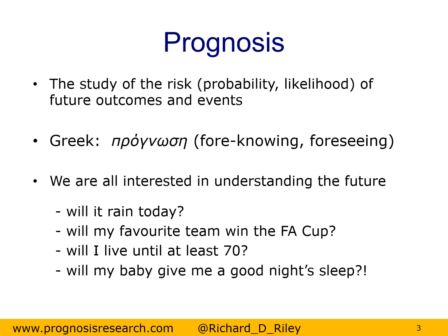So, prognosis is from the Greek foreknowing, foreseeing. It's the study of the risk of future outcomes and events. So we're looking forward in time to understand the chance of certain things of interest occurring in the future. And we're all interested in making prognosis, and we do this repeatedly every day of our lives. What's the weather going to be like today? Will it rain? Will my favourite sports team win a trophy this year? Will my baby give me a good night's sleep?